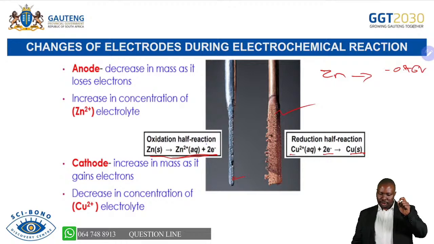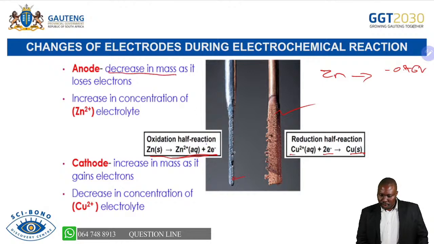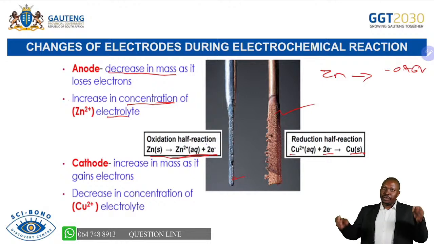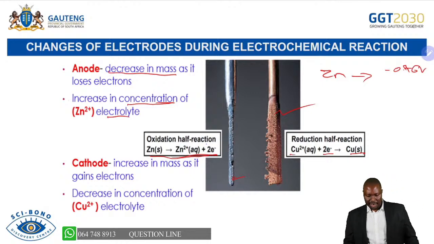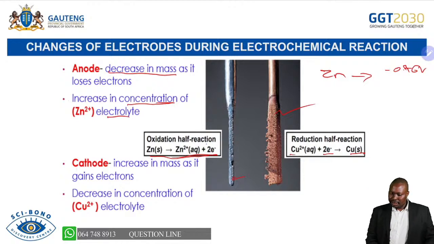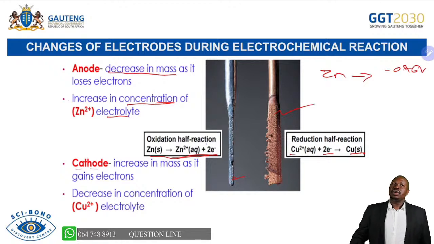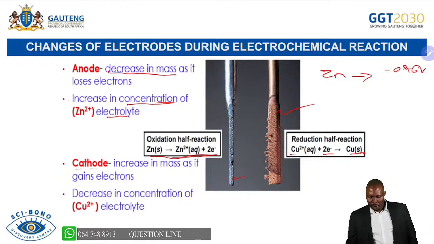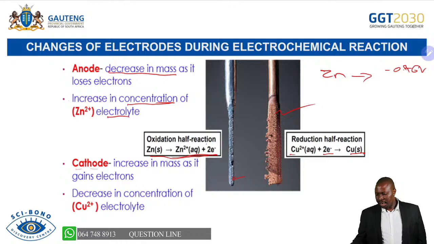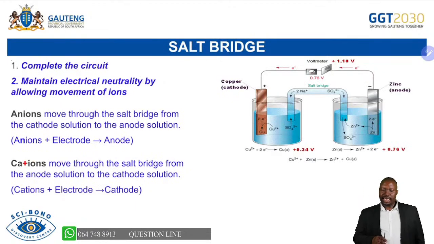Don't forget, we talked about the solution as well. As the zinc decreases in mass because it's losing electrons, the concentration of its electrolyte, which is your zinc 2 plus, will increase. So it's not everything that decreases. Decrease in mass means the concentration of that particular metal ion will increase. And then the increase in mass at the cathode means the concentration of that metal ion will decrease because it is gaining electrons.